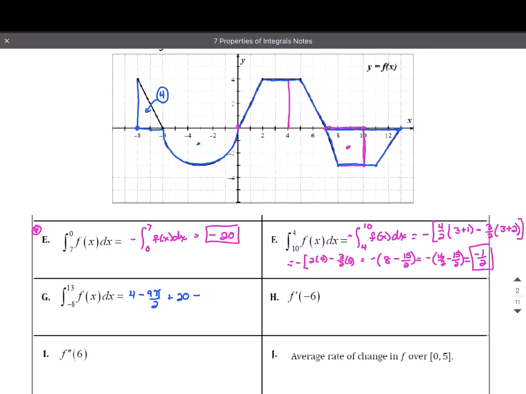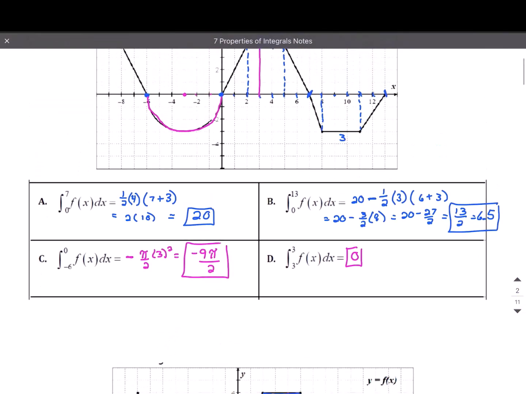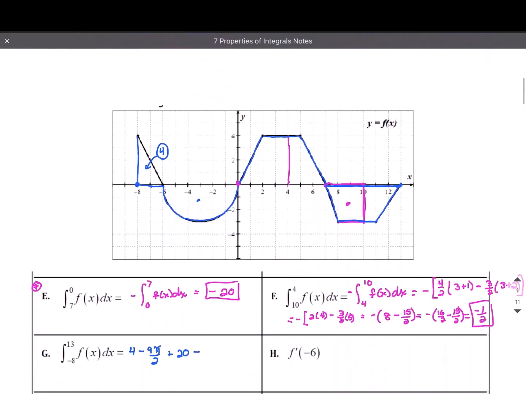Did we not do it? We did it as part of a problem. We did it as part of B, right? We did that area right here, and we found that was negative 27 halves.